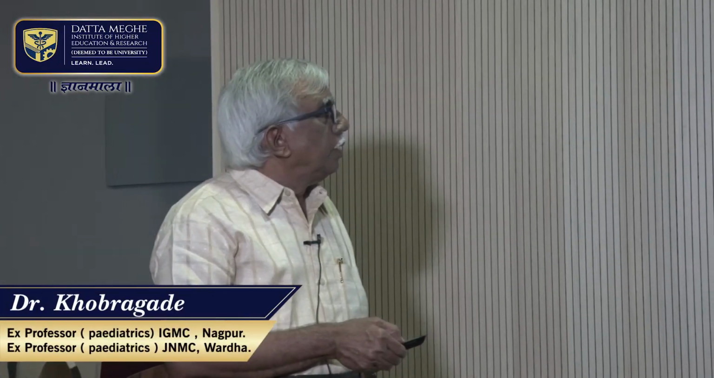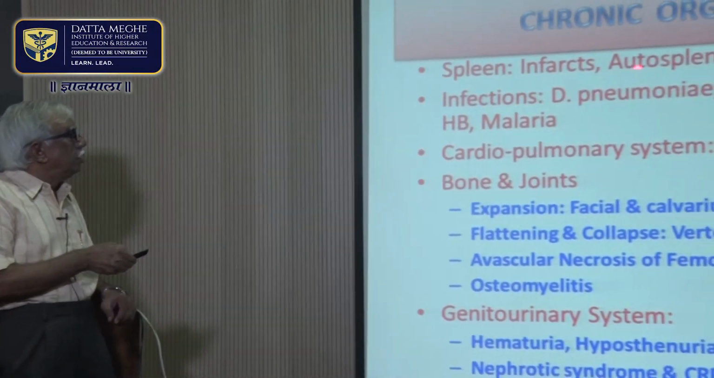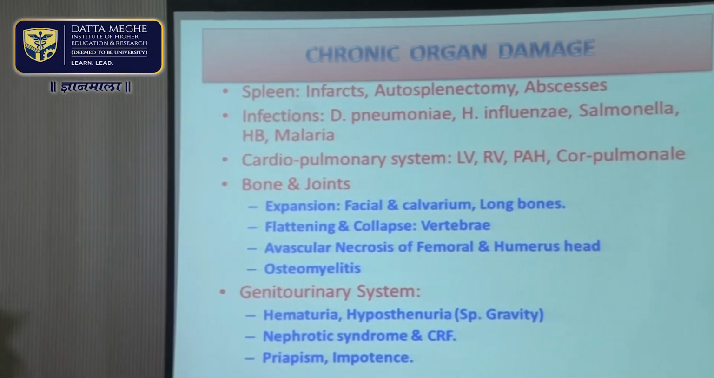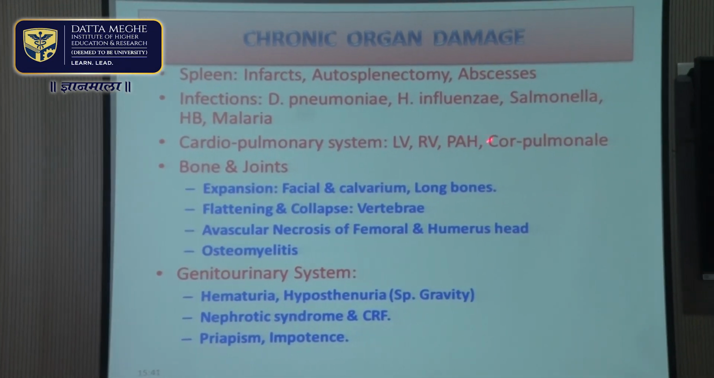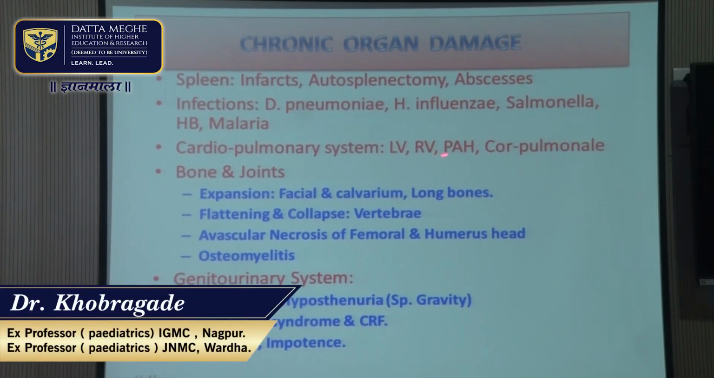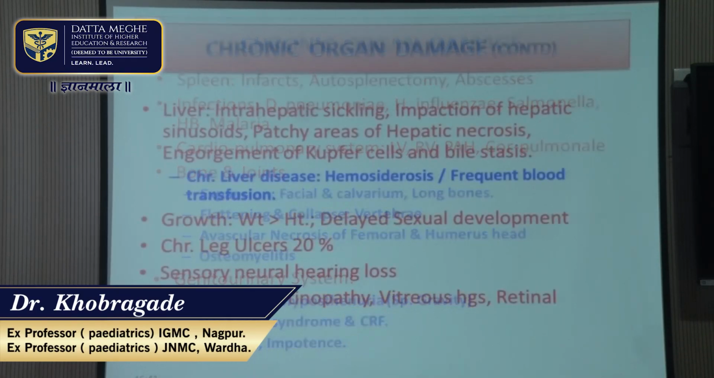Chronic organ damage: you get a variety of organs being damaged either because of anemia or because of the crisis. In the spleen you get infarcts, autosplenectomy, abscesses, and infections because of the organisms we have seen. In the cardiopulmonary system, the left and right ventricles are enlarged, and you get pulmonary artery hypertension and cor pulmonale. In bones and joints, you get avascular necrosis, osteomyelitis, expansion of the facial and calvarial bones, long bones also, and flattening and collapse of the vertebrae. In the genitourinary system you get hematuria, hyposthenuria, nephrotic syndrome, priapism and impotence. So, these are some of the chronic organ damage you get in these patients.